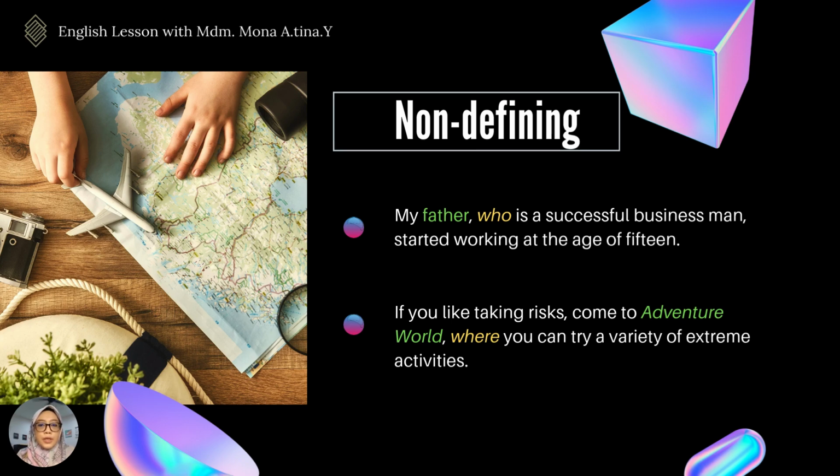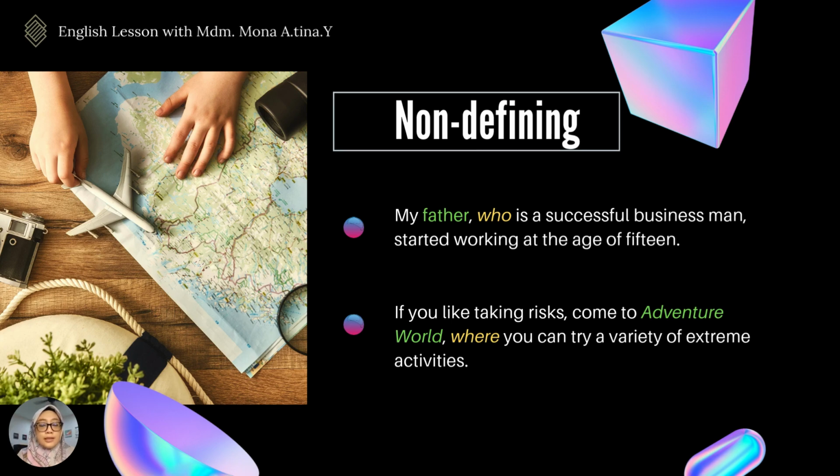Okay, my father, who is a successful businessman, started working at the age of 15. Okay, now let's omit this part. Cuba kita buang yang in between the comma. My father started working at the age of 15. Okay, ayat tu dah betul.